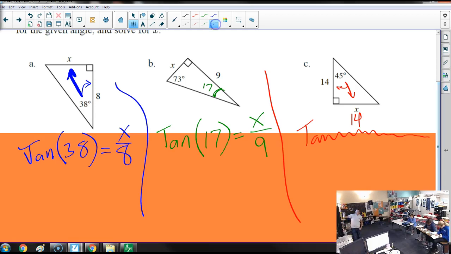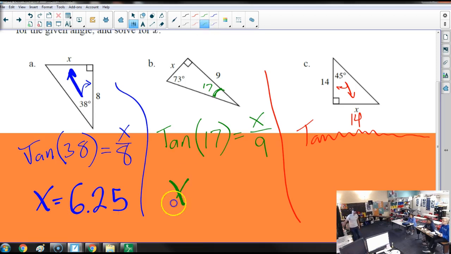Which actually does make it a special right triangle. What is x in A? Should be less than 8, right? 6.5. 6.25. And then 2.75. Ooh, in unison. Makes my heart warm.